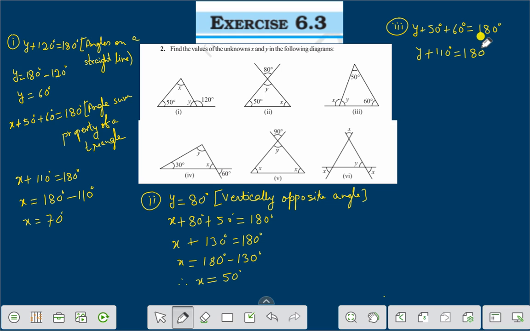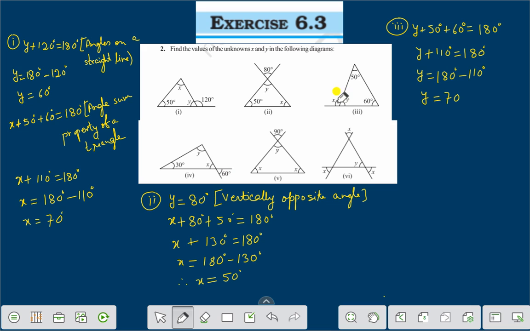right? And y is equal to 180 degree minus 110 degree. Therefore y is equal to 180 degree minus 110 degree, y is equal to 70 degree. Therefore here y is 70 degree.